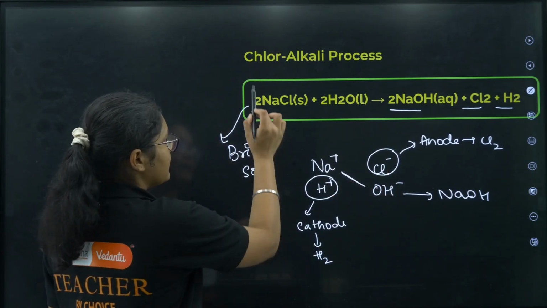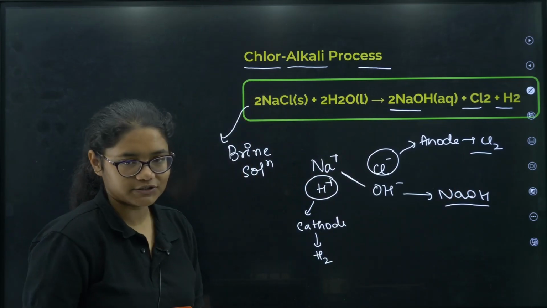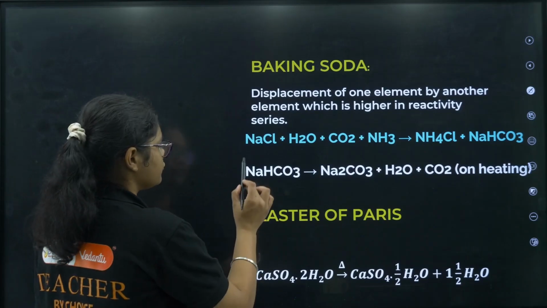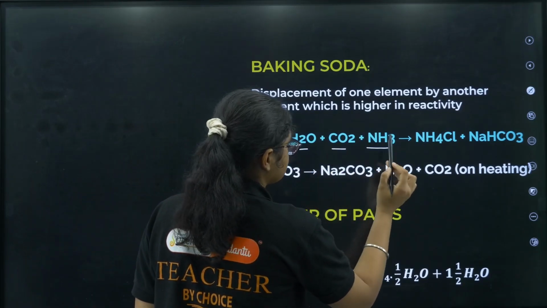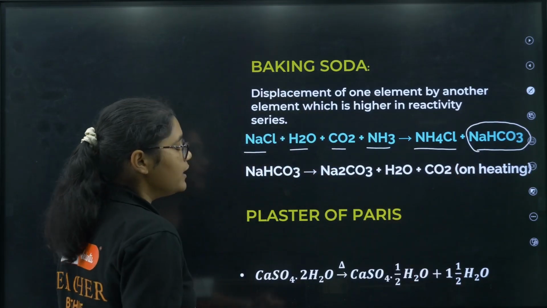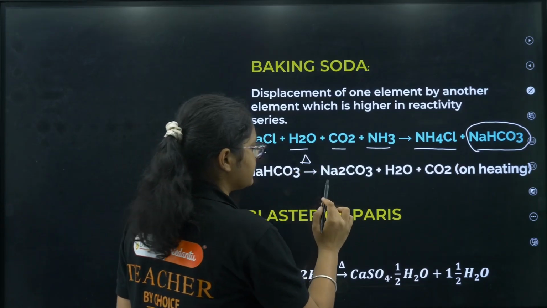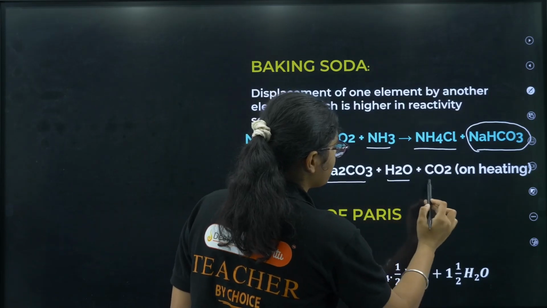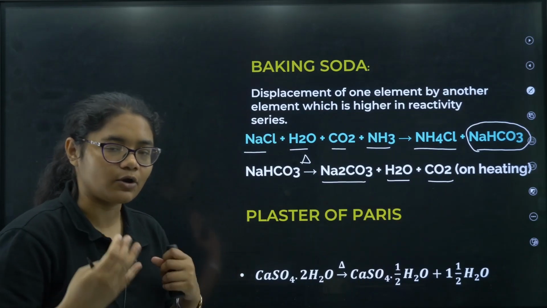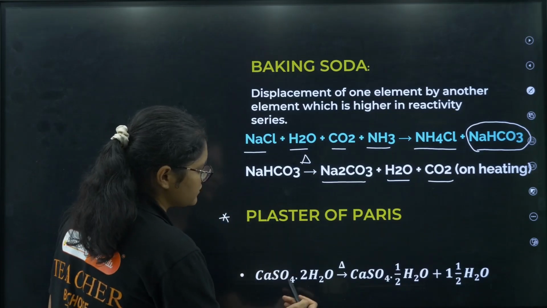And why is the name given like this, chlor-alkali process? Based on the products, that is chlorine and alkali, NaOH. Okay, fine. Next, coming to baking soda, its preparation is important. So you should know NaCl reacts with H2O and CO2 in presence of ammonia to give you ammonium carbonate and NaHCO3. Now when you bake anything, when NaHCO3 is there and you heat it, it undergoes a decomposition reaction and you get Na2CO3, H2O and CO2, and this carbon dioxide which is formed is responsible for the fluffiness in your bakery items.